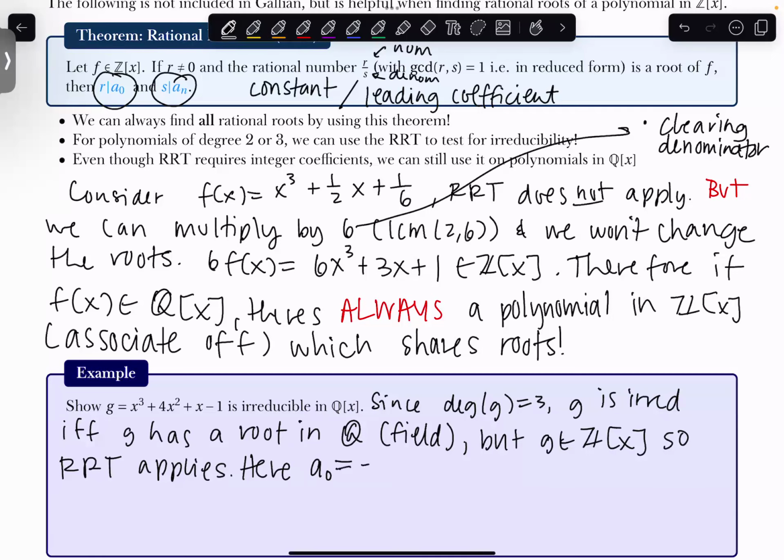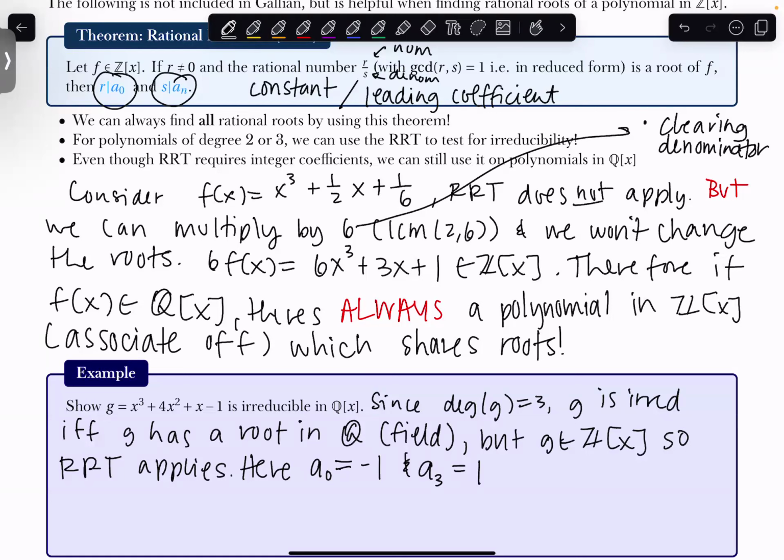Here, this is equal to -1. And what about my leading coefficient? Right, and here, this is degree 3, so I'd write a sub 3 is also equal to 1. So I really want to think what integers does -1 divide, and what does 1 divide here? So what would be my options for my numerator and my denominator? Both of them could be plus or minus 1.